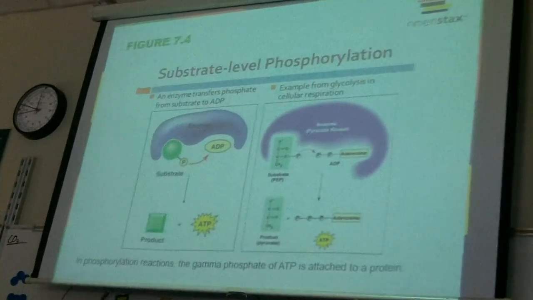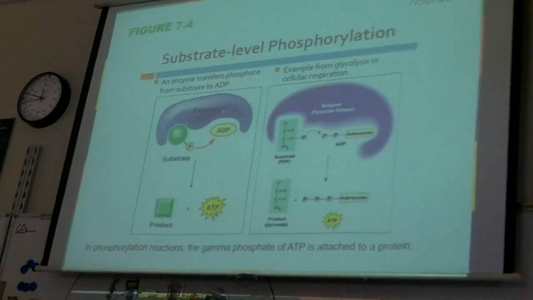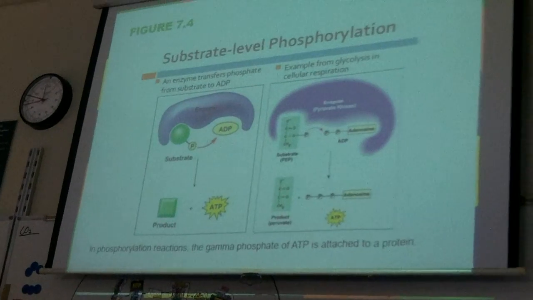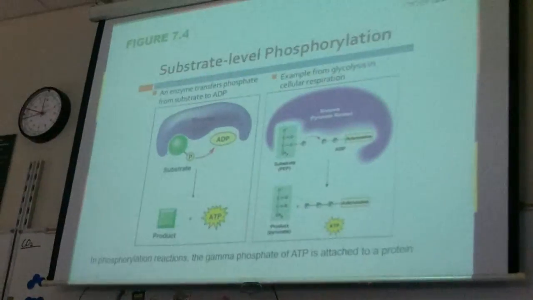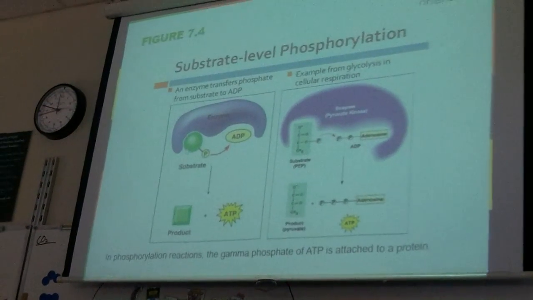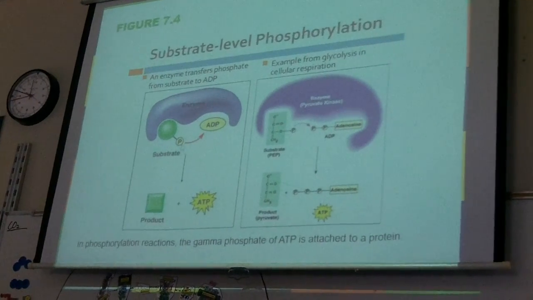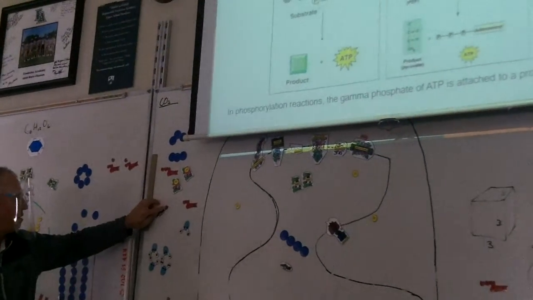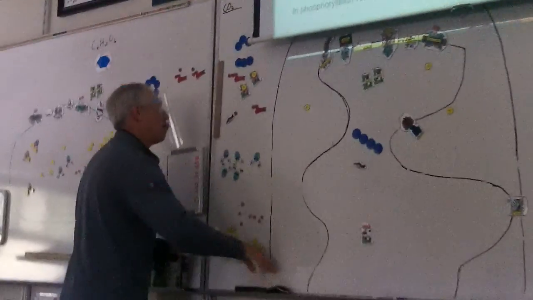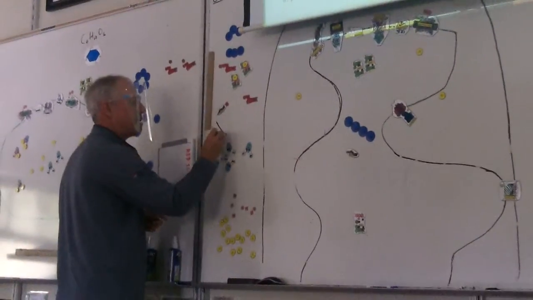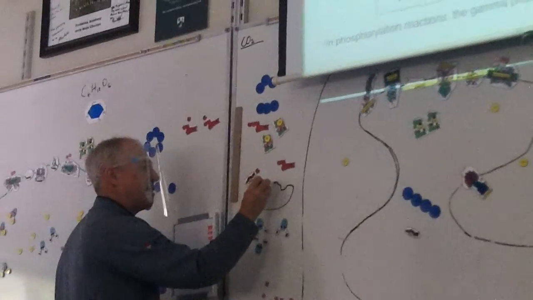Here's an enzyme. Here's ADP, which is this red molecule. Here's some substrate that had like a protein or something that has a phosphate connected. We'll pretend it's this thing right here. It's got a phosphate on it. And what happens is there's an enzyme. I'll draw the enzyme. Let's say it's right here. And it's kind of shaped like this.